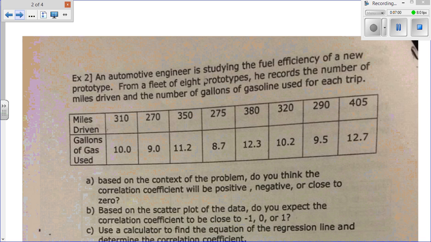All right. For number 2, I typed this all into the calculator.